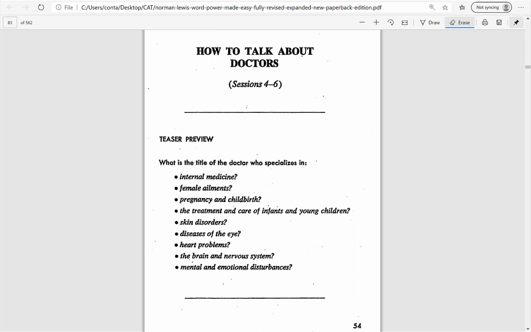So in this particular lecture we'll be covering the fourth session of Norman Lewis's Word Power Made Easy, and we'll learn how to talk about doctors. We'll be learning the different titles of doctor, and we'll be learning about the following specialties: the specialty of internal medicine, the specialty of female ailments, pregnancy and childbirth, treatment of infants, skin disorders, disease of the eye, heart problems, the brain and the nervous system, mental and emotional disturbances. So let's move into the session.